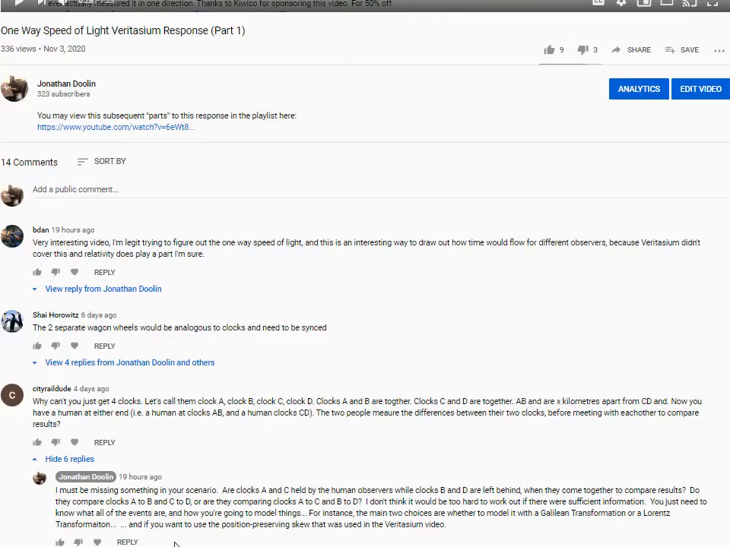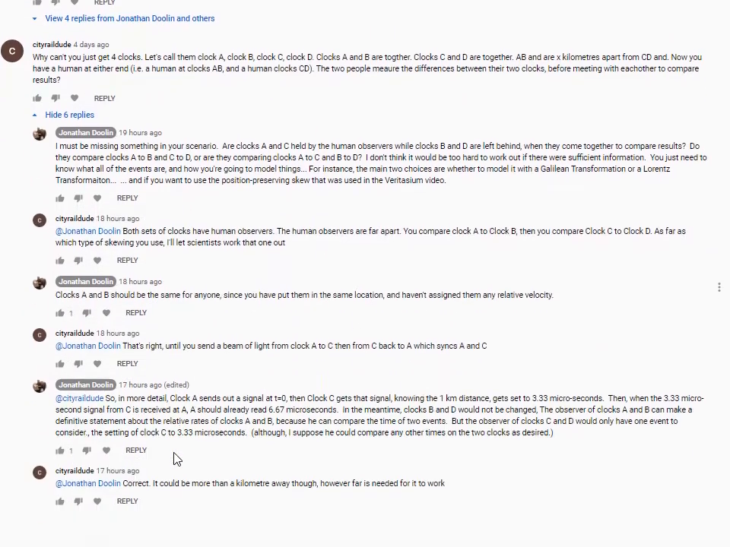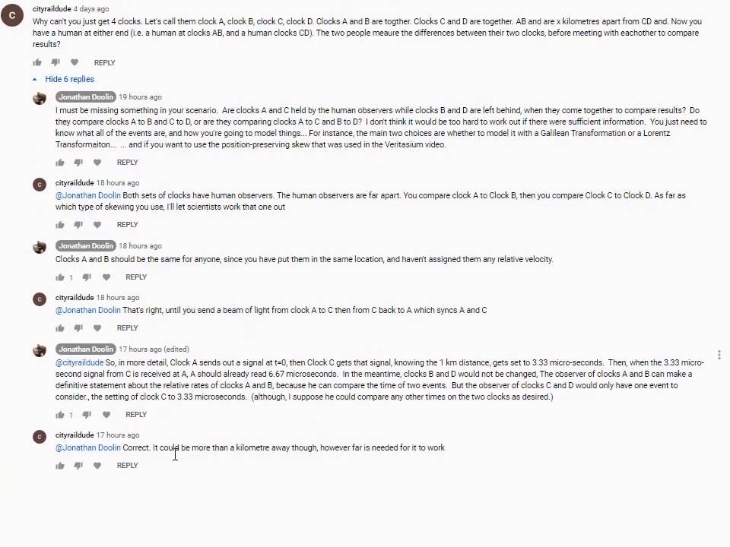Hello. After my one-way speed of light Veritasium response, part 1, there's one person who has asked a question and put together a scenario, and after some clarification, I think I've understood what he's trying to do. Essentially, we've got four clocks, A and B on one side and C and D on the other side, and they are 1 kilometer apart. They synchronize one pair of the clocks, but they don't synchronize the other pair.